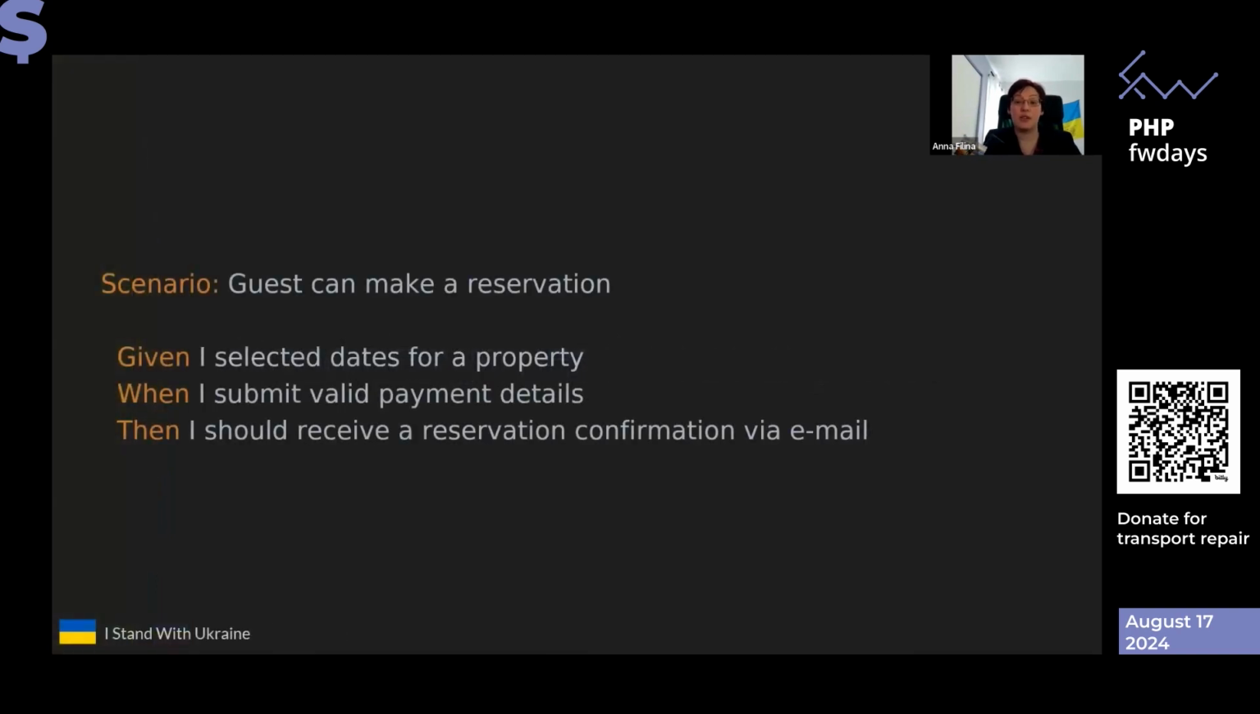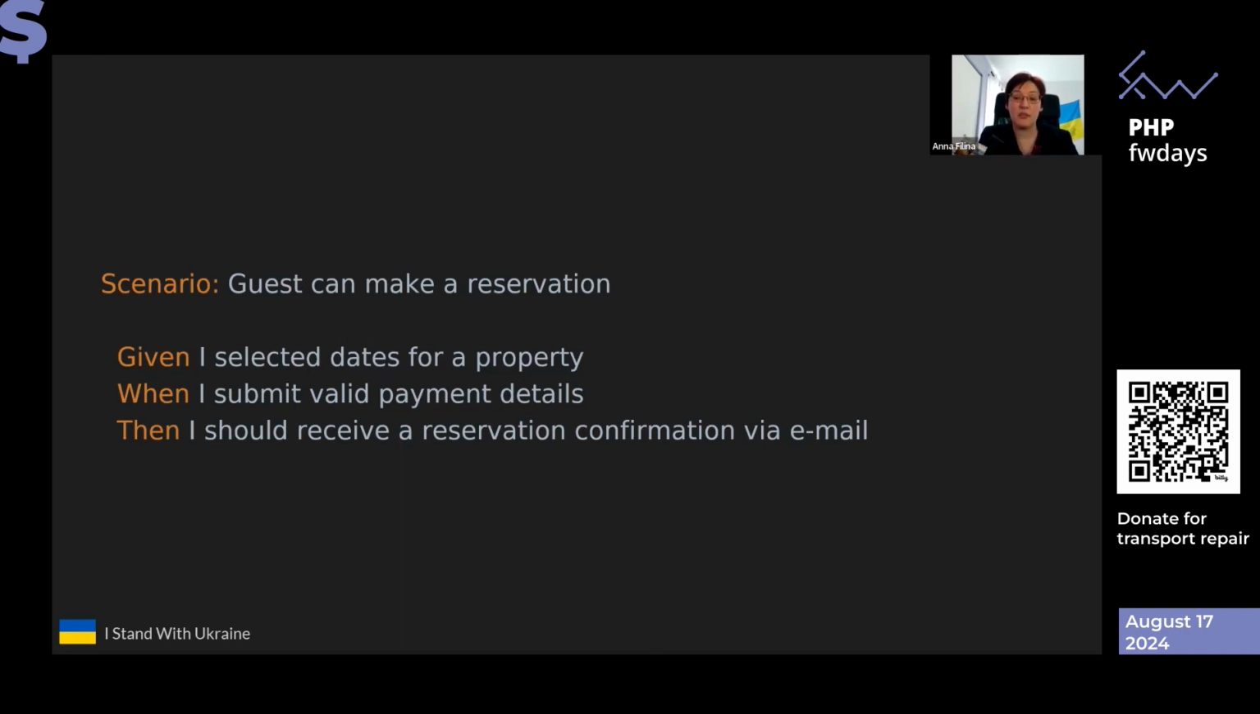So speaking of non-technical, my journey usually begins in English. So I would write out a scenario in Gherkin. So the scenario is a guest can make a reservation, given I selected dates for property, search being a separate scenario. Given I selected dates for property, when I submit valid payment details, then I should receive a reservation confirmation via email.